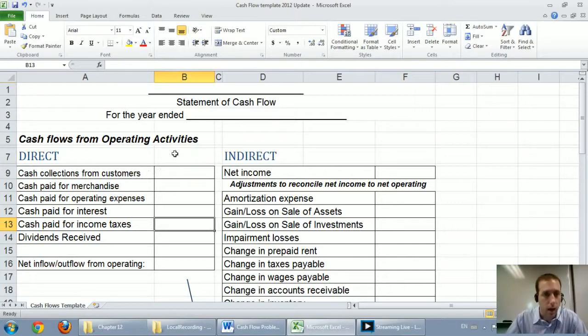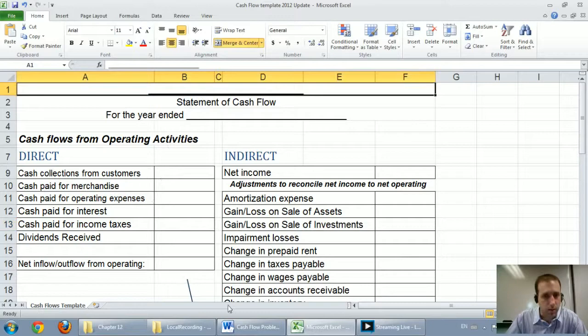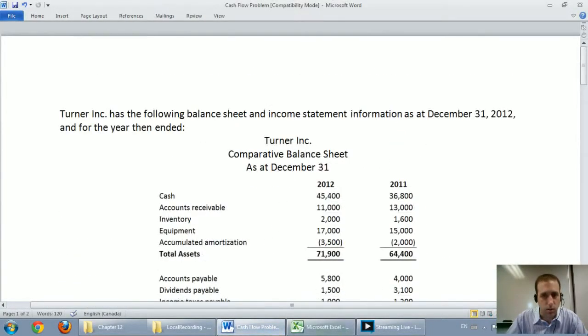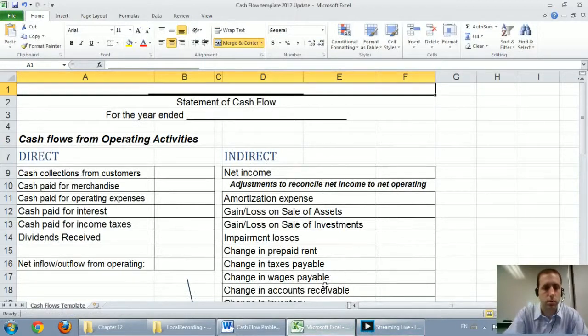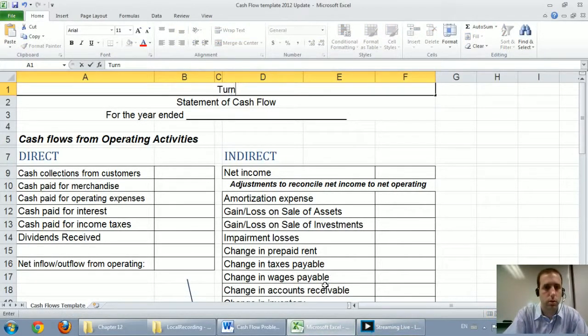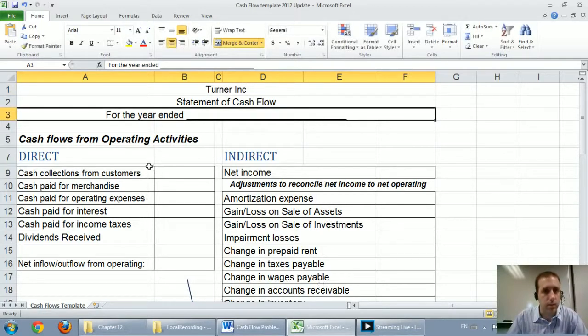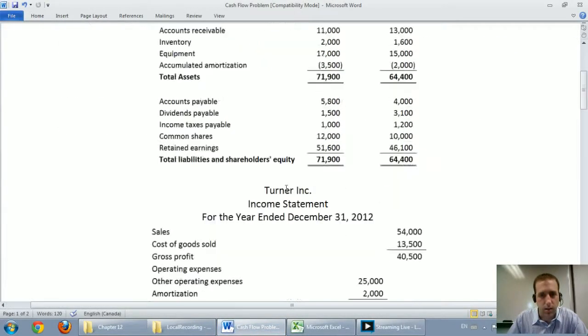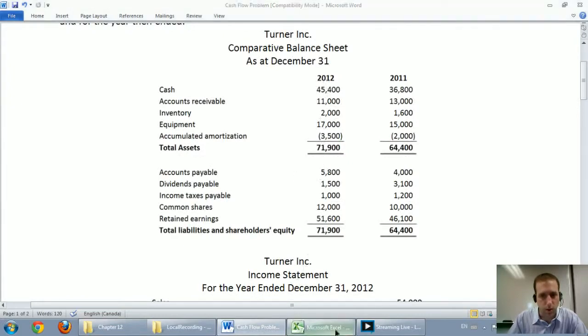But let's get started with this, and we're going to start by just filling out the company's name and the title. So it's Turner Inc. We're doing a statement of cash flow, and statements of cash flows get dated for the year ended, not as at like a balance sheet, but for the year ended like an income statement, or for the period ended. And it's December 31st, and it'll be 2012.